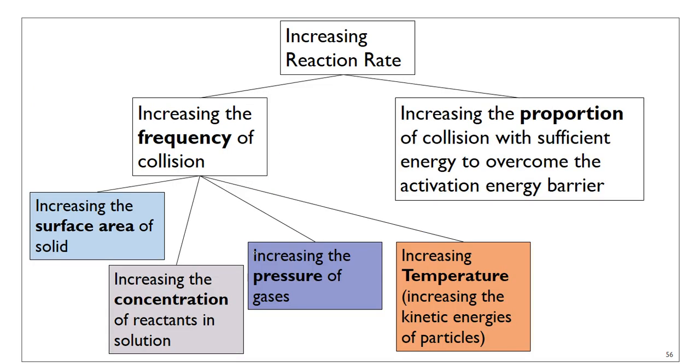Okay, so I'm just going to update this chart, which I think I showed you last lesson. There are two ways to increase reaction rate. You either increase the frequency of collision or increase the proportion of collisions with sufficient energy to overcome the activation energy barrier. Temperature is the only one that affects both, but it affects the proportion part a lot more significantly. So that is it for the temperature video.